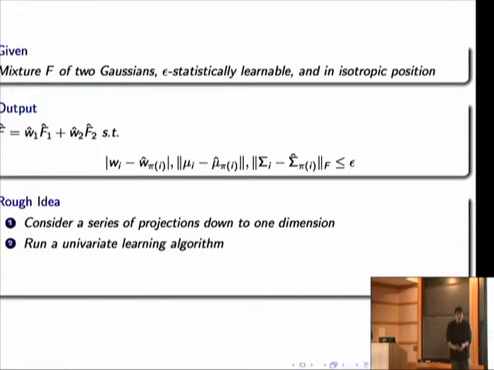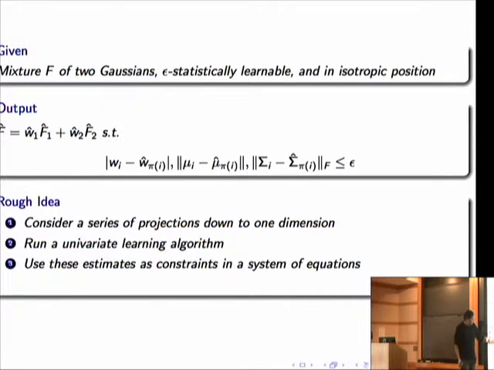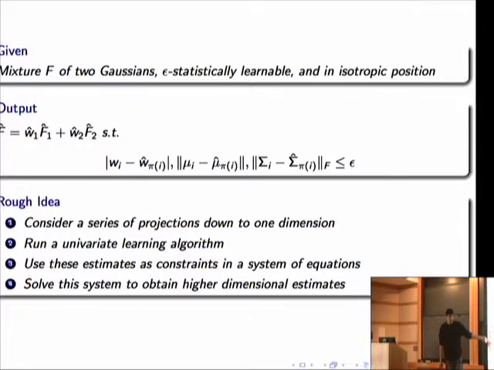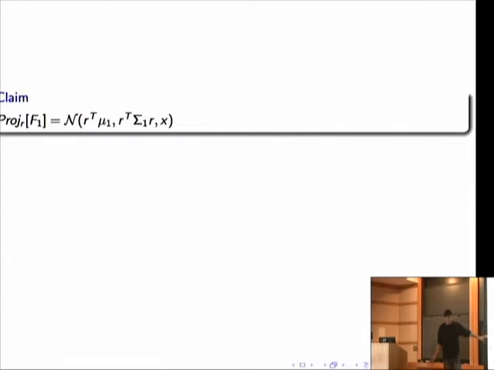The key is that when we learn good estimates for the projection of the parameters that we get when we project the data onto one dimension, that actually gives us constraints on the higher dimensional parameters of the mixture of two Gaussians. So we could hope to learn the parameters in many different one-dimensional projections in such a way that we can stitch together these estimates and get some system of equations which we can then back solve to get good estimates in high dimensions. This is the idea. So let me go more into detail on each of these points.